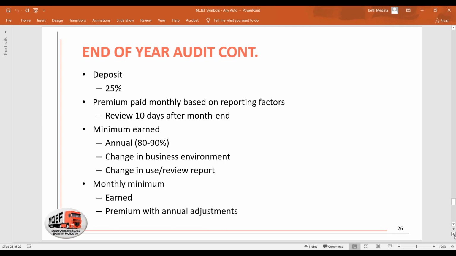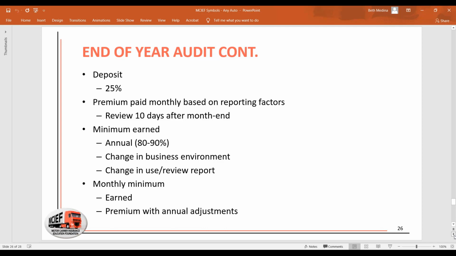I don't like a monthly earned minimum because it should be adjusted at the end of the policy year. You could have a monthly payment just to get a level payment from the insurance carrier, then you make the annual adjustment. But one of the problems with a reporter is, how is this 25% down? It's not commission. How is that secured? It's cash the insurance company holds, and it is only returned after we have the 12-month reporter and do the end of the year audit.